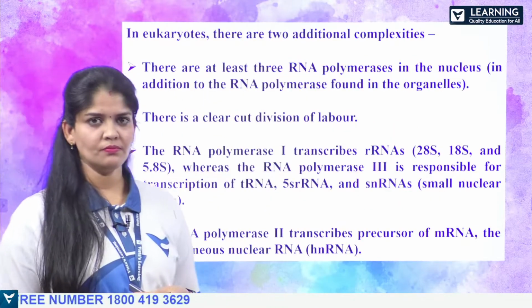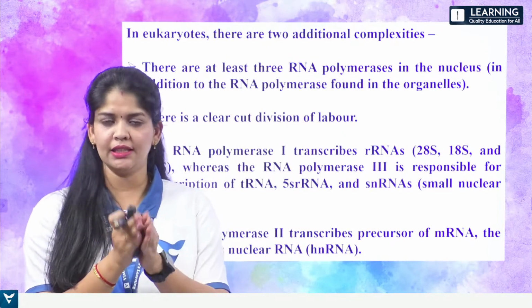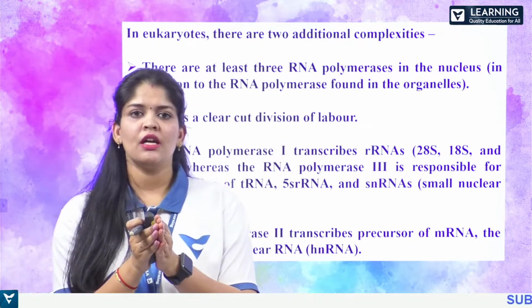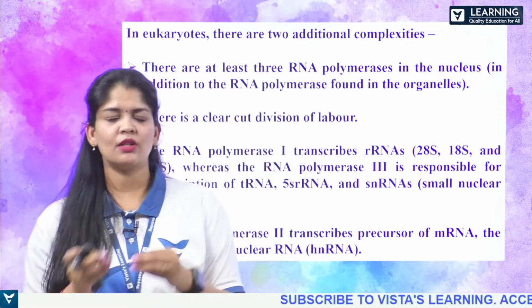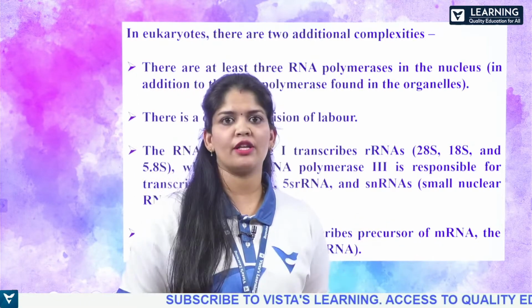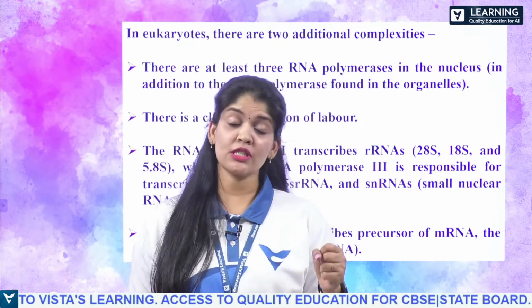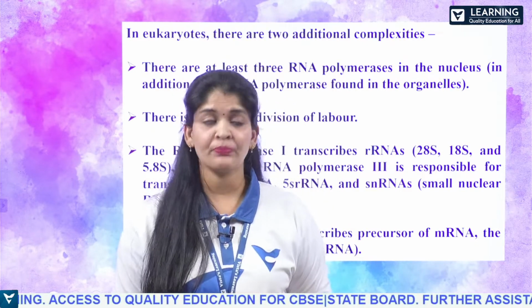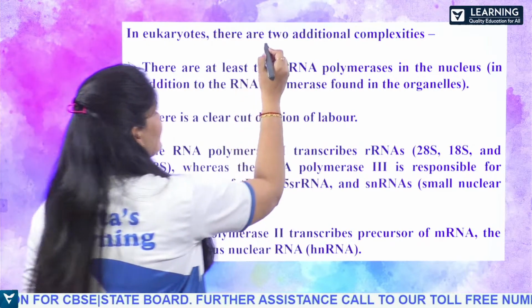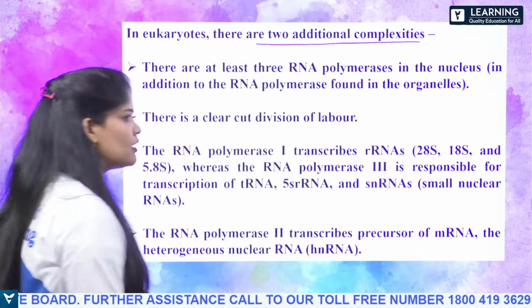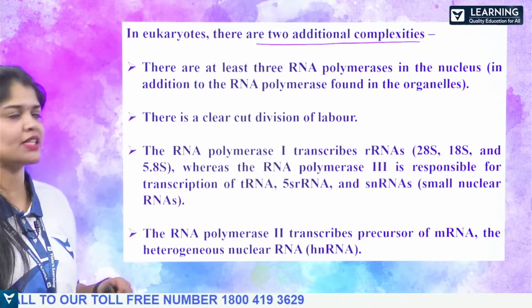So by now one thing is very clear: the process of transcription is comparatively simple in the prokaryotic cell, but when we come to the eukaryotic cell, the complexity increases. And what are the reasons for this complexity? Here in eukaryotes, there are two additional complexities. Let's understand what complexities we find in relation to eukaryotic cells.